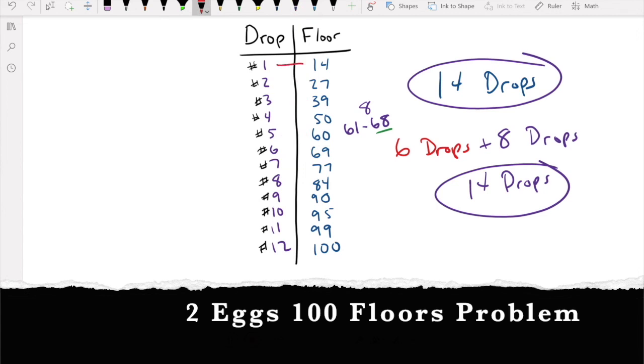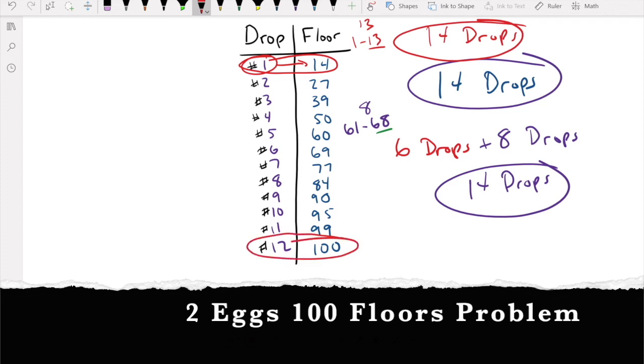Let's say the first egg dropped on the 1st floor. So that's 1 drop. And worst case scenario, now you have to check floors 1 to 13. Worst case scenario is that floor 13 is the nth floor. So you have to do 13 drops with the second egg, 1 drop with the first egg. That's again 14 drops. It's always going to be 14 drops as a worst case scenario unless the 100th floor is the nth floor. So there you have it.